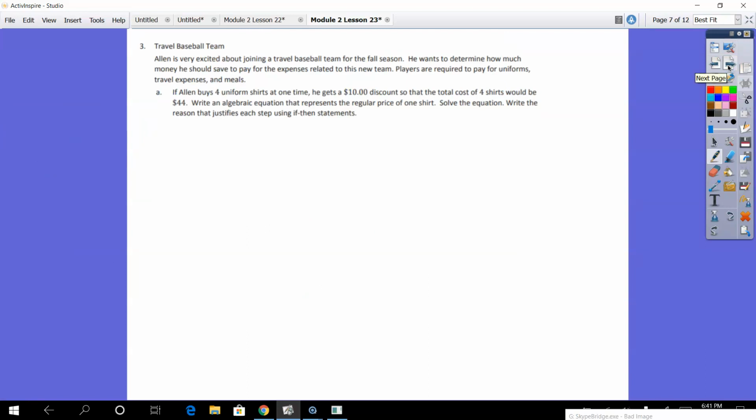Okay, number 3. Alan is very excited about joining a travel baseball team for the fall season. He wants to determine how much money he should save to pay for the expenses related to his new team. Players are required to buy uniforms, travel expenses, and meals. So, if he buys 4 uniform shirts at one time, and he gets a $10 discount at that time, the total cost of the 4 shirts would be $44. So there's our total. It even said total cost. Write an algebraic equation that represents the regular price of 1 shirt. Solve the equation, write the reason that justifies each step.